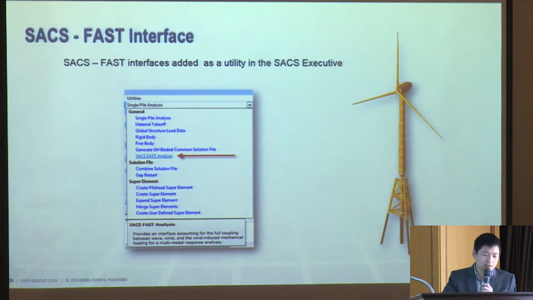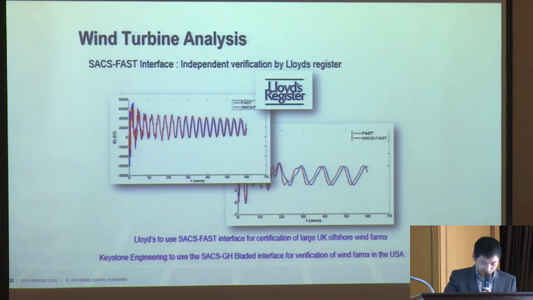And here you may find the SACS FAST interface in utilities, in SACS utilities. 삭스의 유틸리티에 삭스와 패스트 인터페이스가 이렇게 추가된 것을 볼 수가 있습니다. And Noyet has used SACS FAST interface to certificate some large offshore wind farms in UK. 로이드라는 여기에서는 삭스와 파스트의 인터페이스를 사용을 해서 영국의 대규모의 풍력 발전소에 대해서 인증을 하는 용도로 사용을 하고 있다고 하는데요.